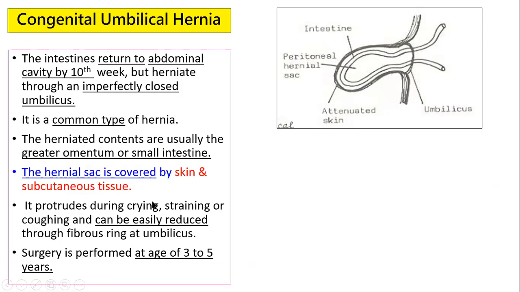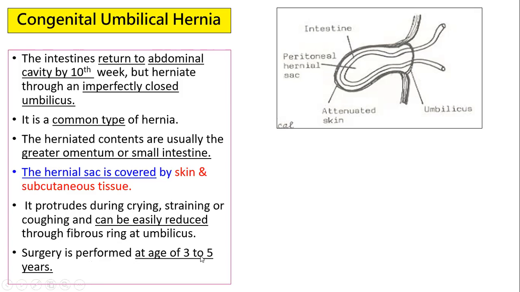It protrudes during crying, especially if it is a small hernia. Whenever the baby cries, it will protrude out, and sometimes it will return back. It protrudes during crying, straining, or coughing, and can easily be reduced through the fibrous ring at the umbilicus. There is a ring here near the umbilicus, this is the fibrous ring, so it can be easily reduced in these conditions.